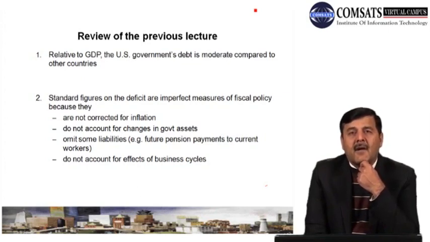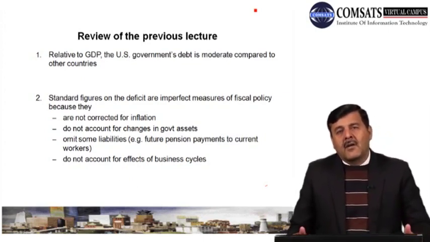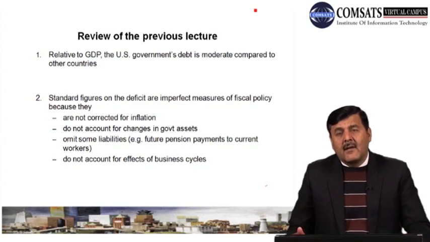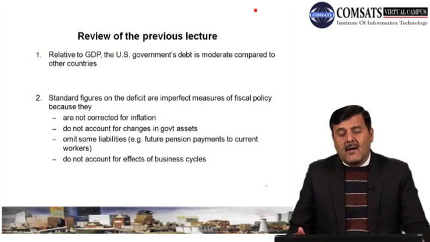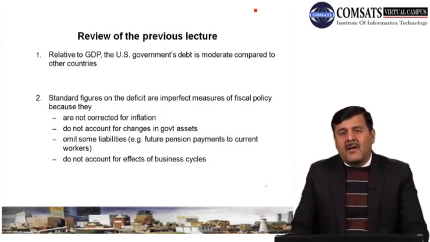Third जो problem जिसकी हमने बात की, the third issue, is that most of the time most economies omit some liabilities, like the future pension payments to the current workers, right? If the governments or economies omit these liabilities from the budget deficit, then there is a problem in measuring the budget deficit accurately, right? So this is the third problem that we encountered while measuring the budget deficit in the economy.